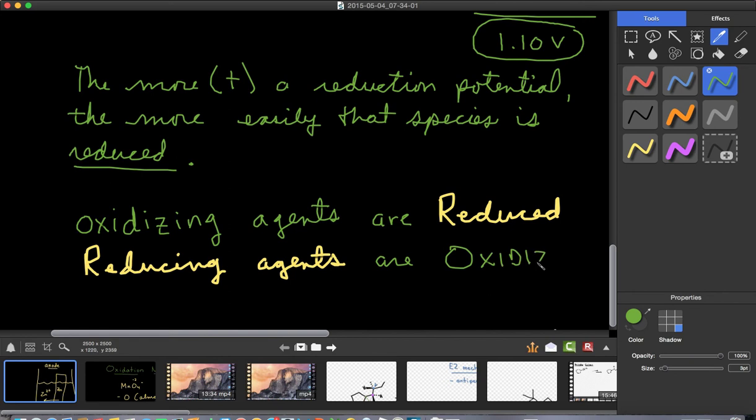And to really grasp this, you have got to see the holistic picture that a half reaction is not a reaction in and of itself. If I am able to reduce a species, that species is gaining electrons from something else that's losing electrons. Oxidizing agents are reduced and reducing agents are oxidized.